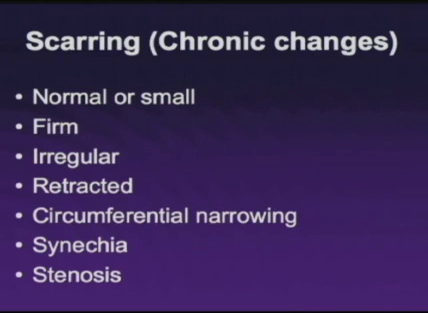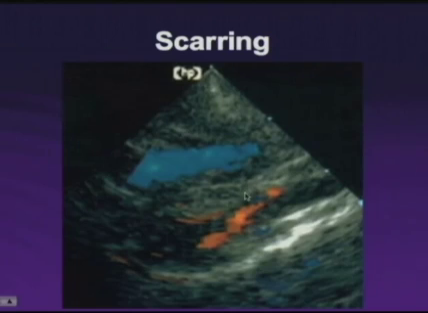We can also sometimes see circumferential narrowing or web-like changes, although circumferential narrowing, in my experience, is more common than synechiae in the upper extremity compared to the lower extremity. And of course, stenosis. We need to recognize that arm swelling may be caused by stenosis and not always by acute venous thrombosis. Here we can identify the vein.